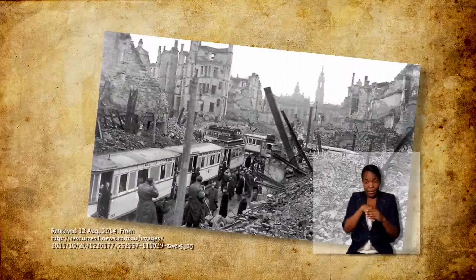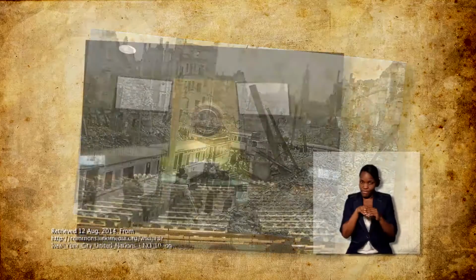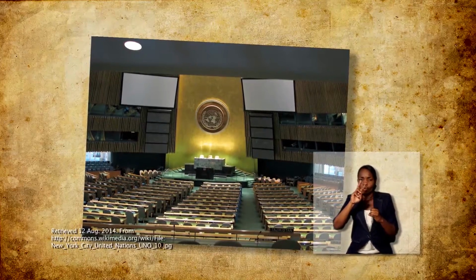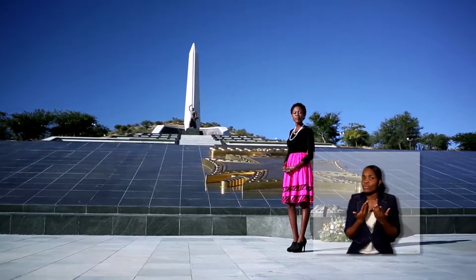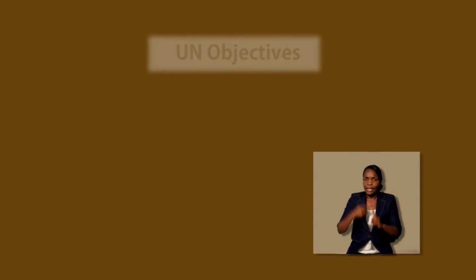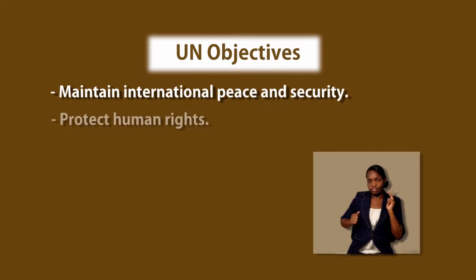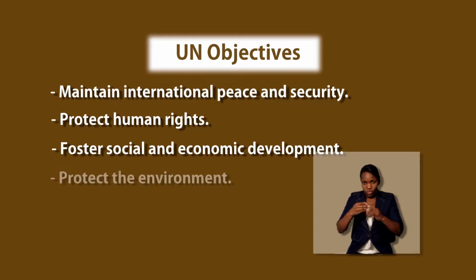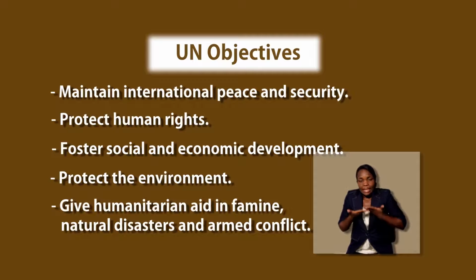51 member states were part of it when it was founded, and now there are 193 members. The UN headquarters are in New York City, with further main offices in Geneva, Nairobi, and Vienna. The United Nations gets its money from 193 member states. Its objectives are to maintain international peace and security, promote human rights, foster social and economic development, protect the environment, provide humanitarian aid in cases of famine, natural disasters, and armed conflict.